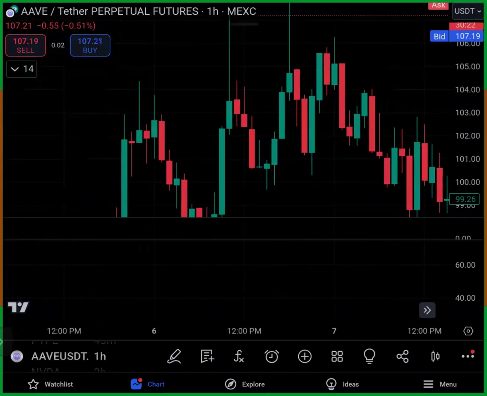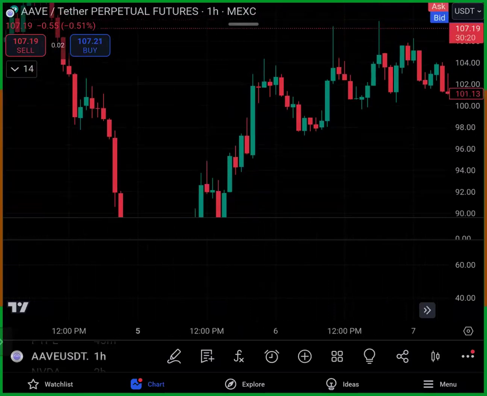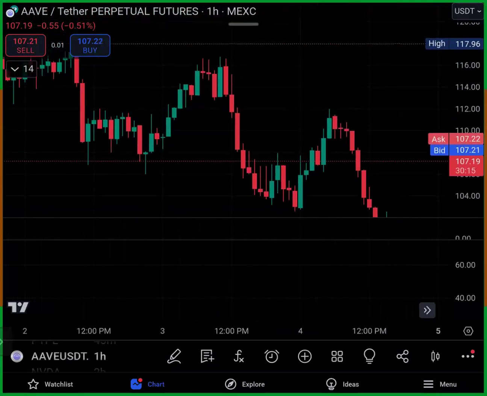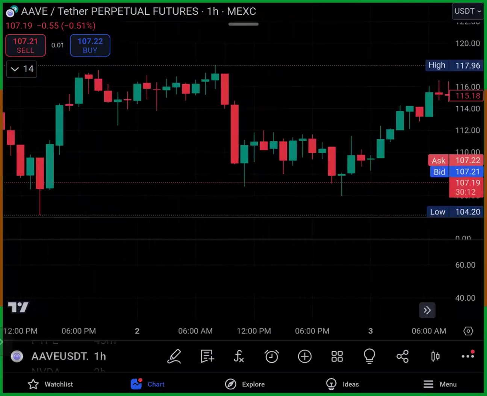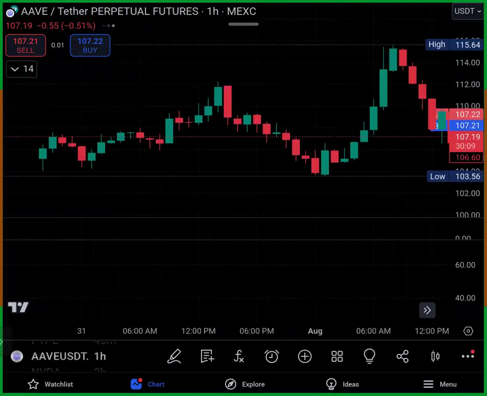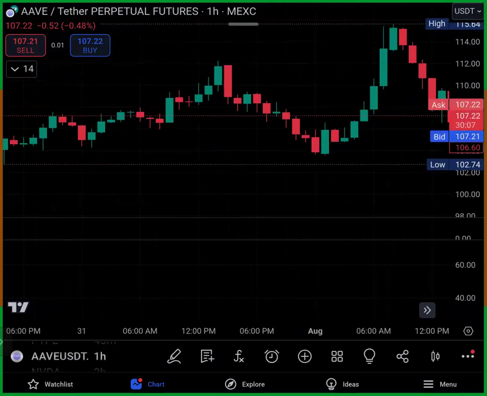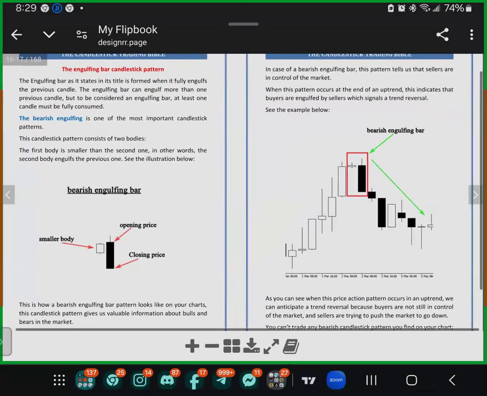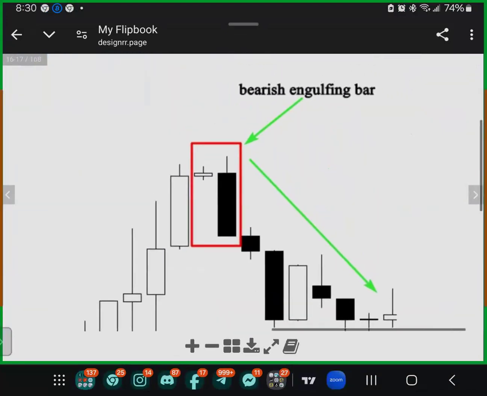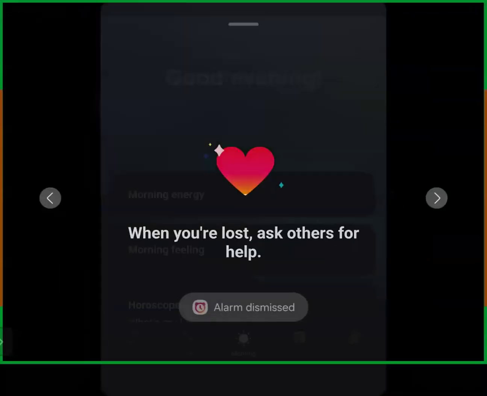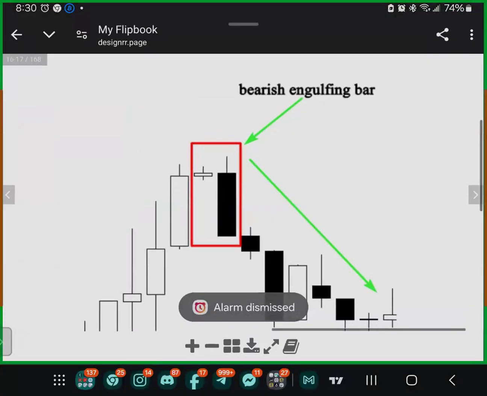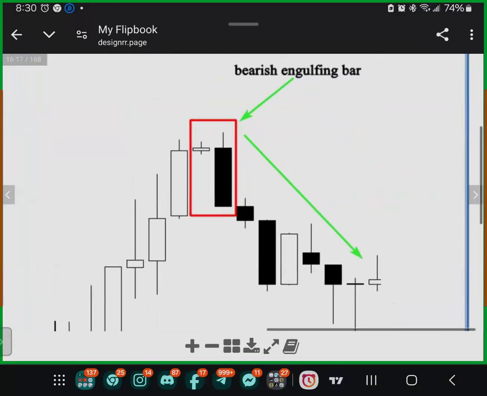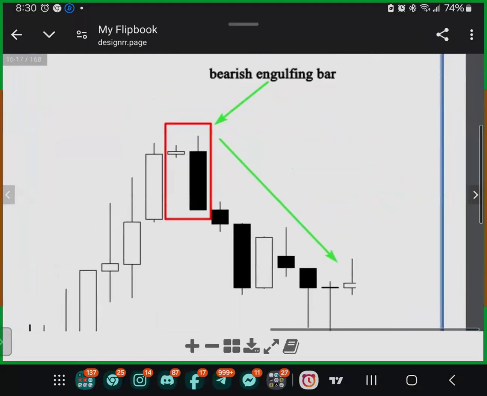What I should have done is a little bit more research and found these on my own before the class, but all right, we're moving on. I can't find a perfect one. Okay. So this is how it looks. Usually it comes up on the top of an uptrend and then it switches over to a downtrend.